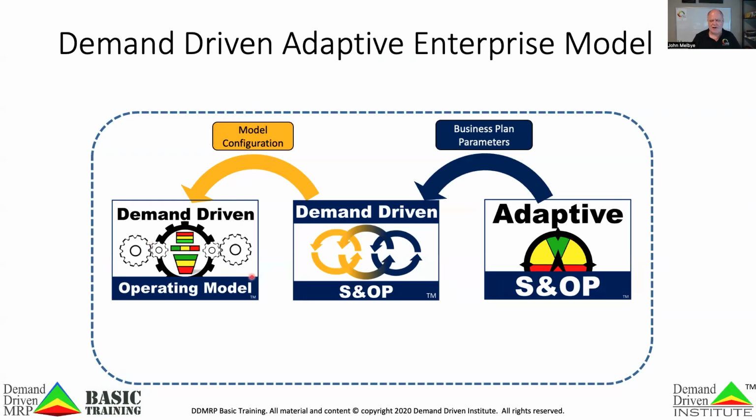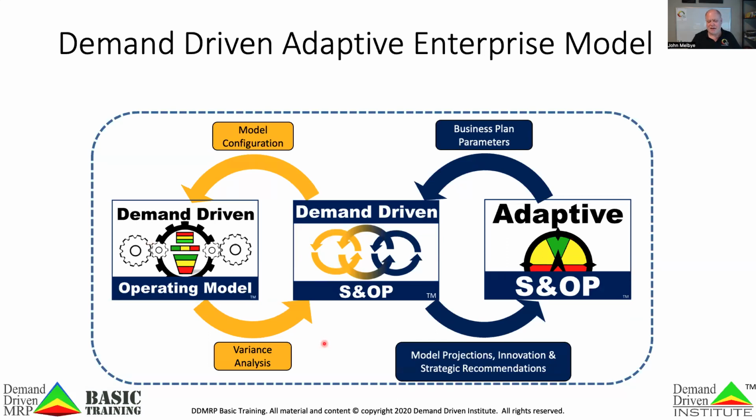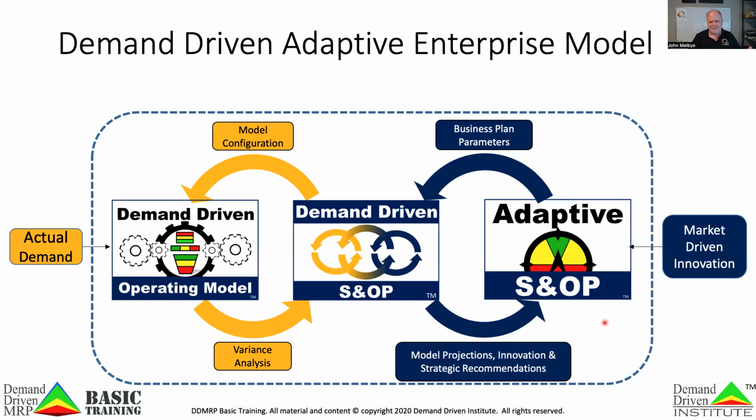And then our demand-driven operating model still runs in the same way through the same processes once we change the model. Then we get variance analysis coming back to the demand-driven S&OP team and up to the upper leadership team, which we're calling the adaptive sales and operations planning team. We can make some projections. We can make some strategic recommendations up to the team when we don't have the authority or the checkbook to make all of the changes that we think we need to make. We move those recommendations up to the adaptive S&OP team. Actual demand feeds in on the one side, market-driven innovation on the other.